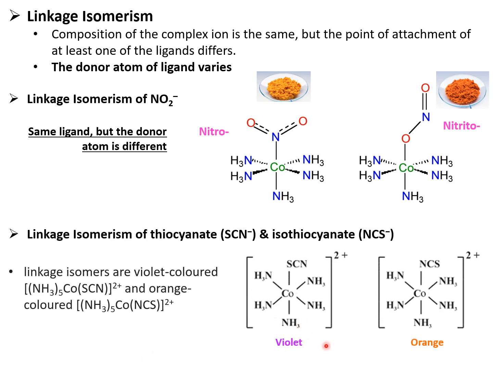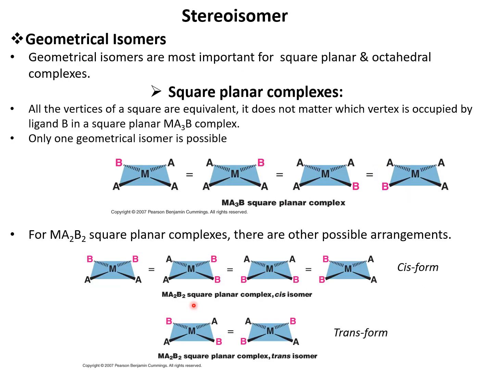So here in this case, on the left side, the color of the complex is violet, whereas here it is orange. Here the linked atom of the ligand is sulfur. Sulfur is directly attached to cobalt, whereas here nitrogen is directly attached to cobalt. One is thiocyanate, the other one is isothiocyanate. It is the linkage of the element present in the ligand that varies.